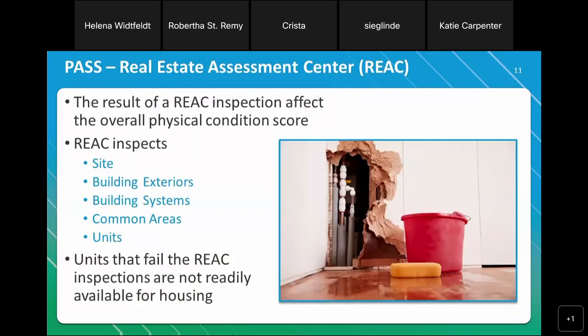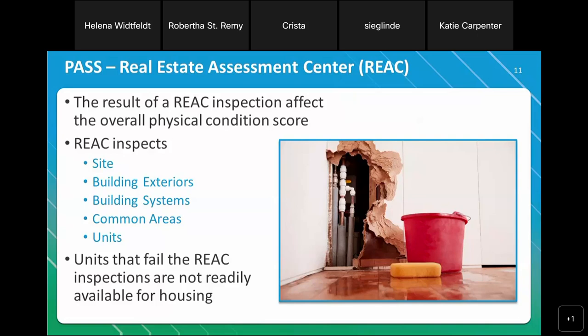This is just, again, a highlight of the REAC inspection main factors for inspections. It is always driven by site, the building exterior, your systems, your common areas, and the units. So you want to make sure that whatever you do at the local level, your maintenance team and operations team that have eyes on the property have some sort of preventative maintenance plans that address these particular conditions and try to mirror somewhat the REAC inspection.